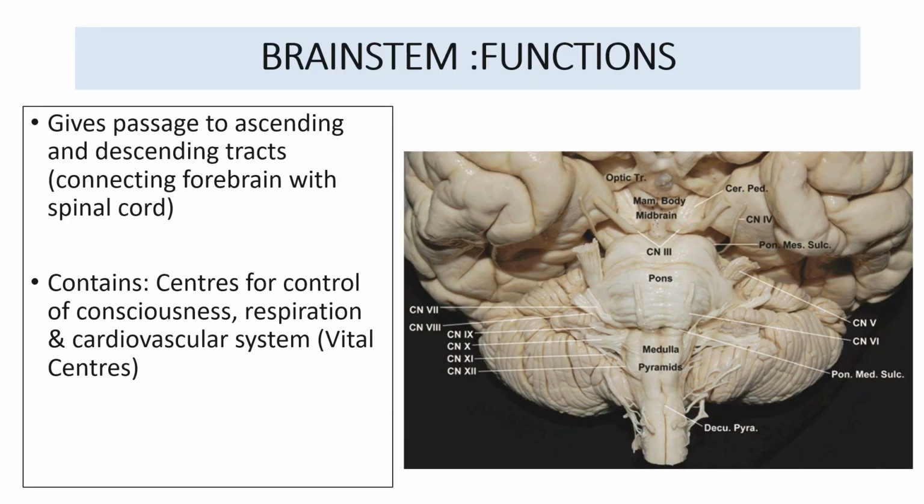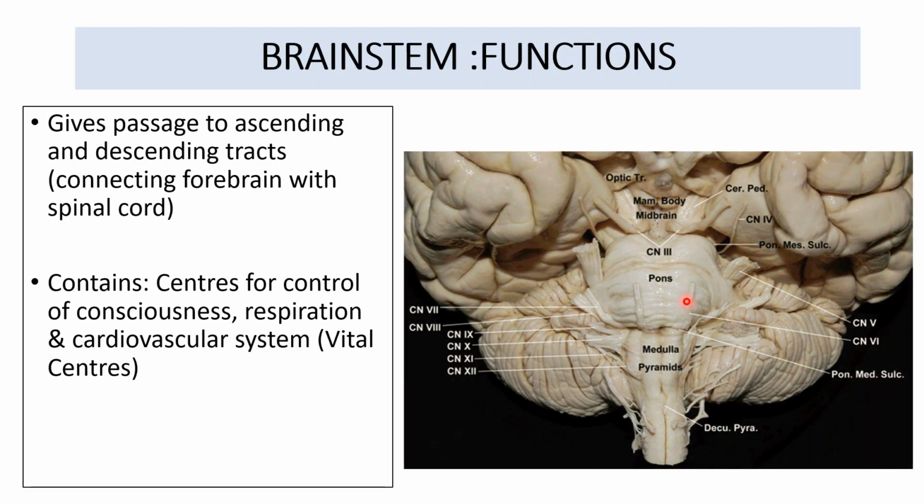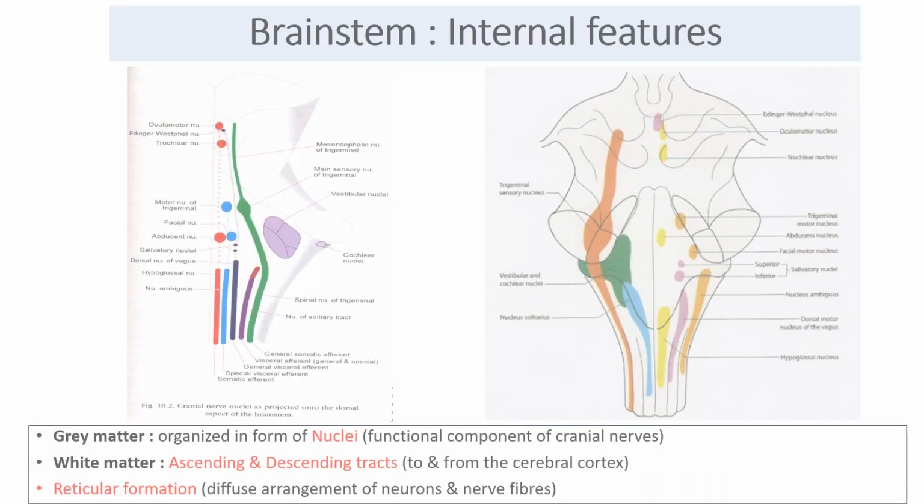Now, what are the functions of the brainstem? It is the passage for ascending and descending tracts, basically connecting the forebrain with the spinal cord. It also has many important vital centers for the control of consciousness, respiration, and the cardiovascular system. So all important vital centers are in the brainstem.